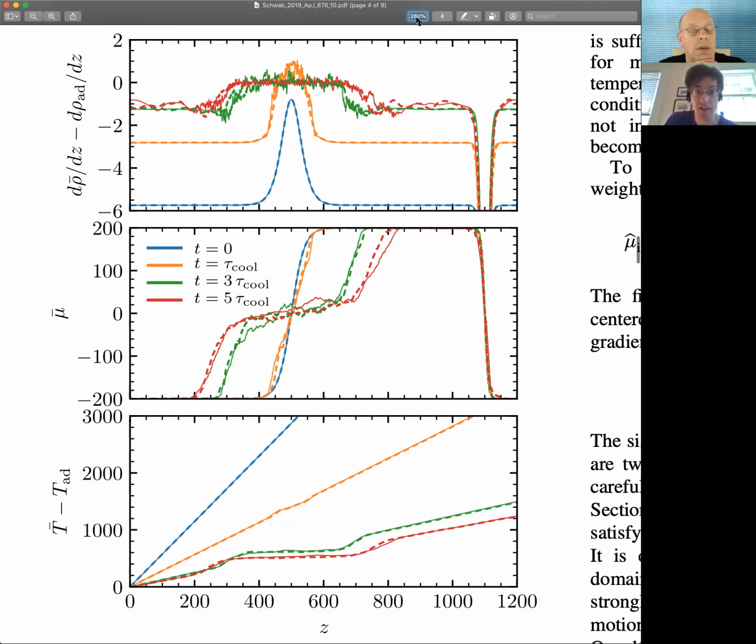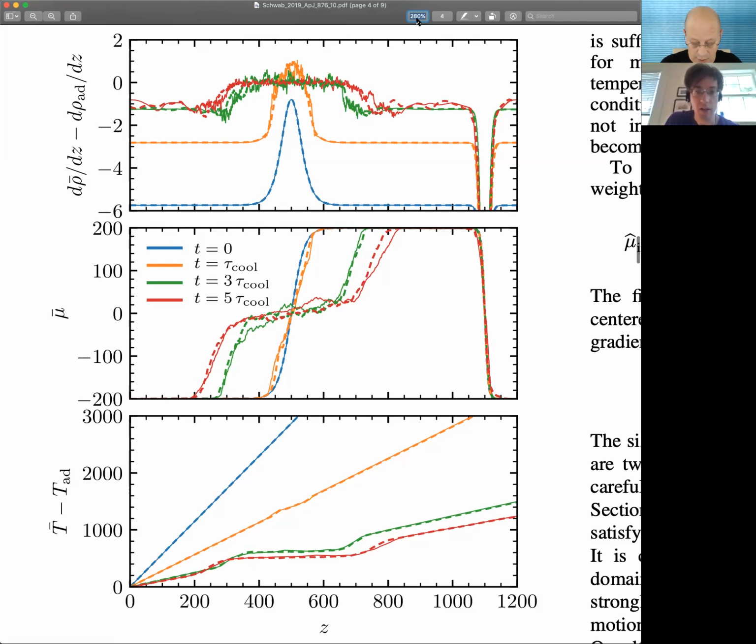And you can see that if you look in the same region where it's flat in the top panel, on the middle panel, you see that the composition is also flat. It's flatter. And similarly for the temperature gradient, it's also flatter. And that's indicating again that the convective mixing is changing both the composition gradient and the temperature.